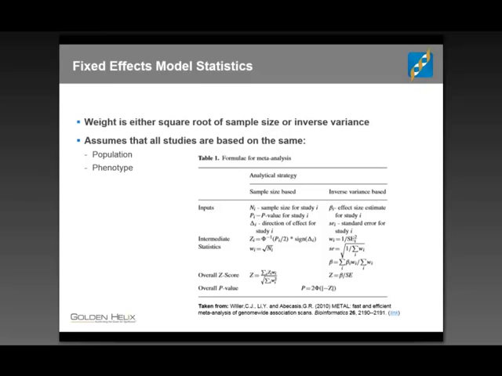The fixed effects meta-analysis is, as most fixed effects methods are, the most naive. It weights results based either on the square root of the sample size or the inverse variance of the standard error of the effect estimate. It also assumes that all of the studies are based on the same population and comprise the whole population of studies and are predicting the same phenotype. This in general is not very realistic, but there is a genomic control option that can be added to a fixed effect meta-analysis that can help with some of the violations of the assumptions.